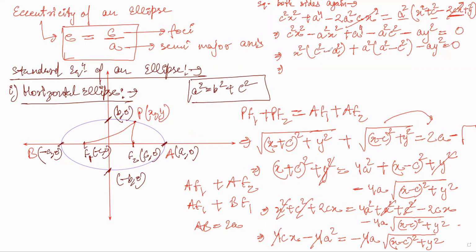So you can check this out. This c square minus a square becomes minus b square from this equation. If you use this here, right? So take b square into the left hand side and a square into the right hand side. So this becomes minus b square x square plus a square, this is a square minus c square, this becomes b square, minus a square y square is equal to 0. Hence, you can write a square b square is equal to a square y square plus b square x square.